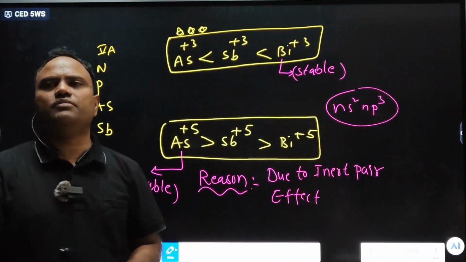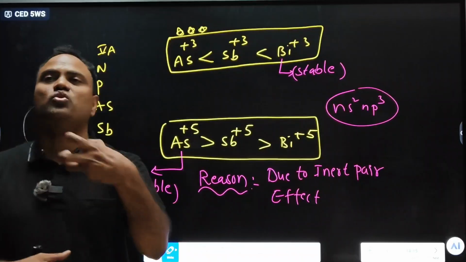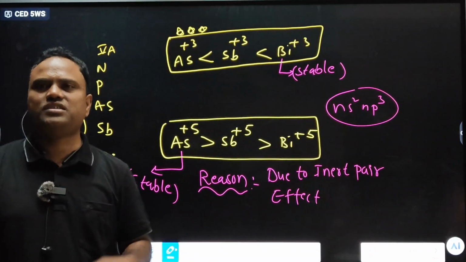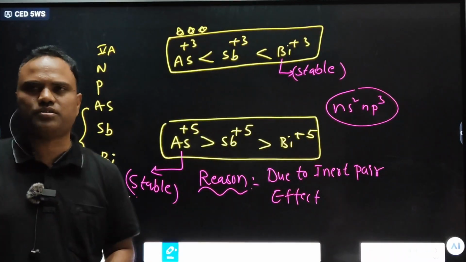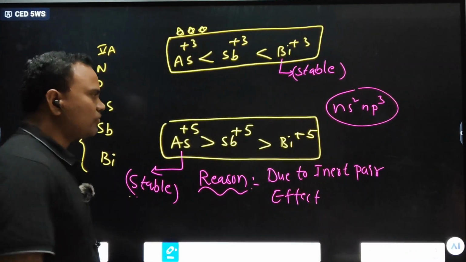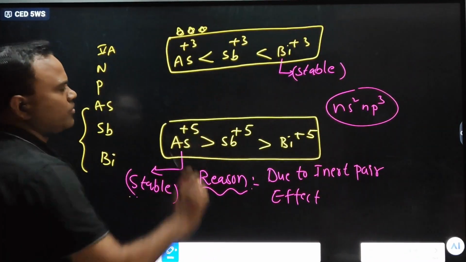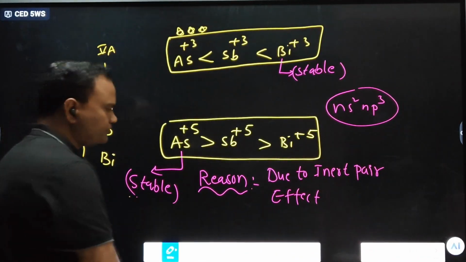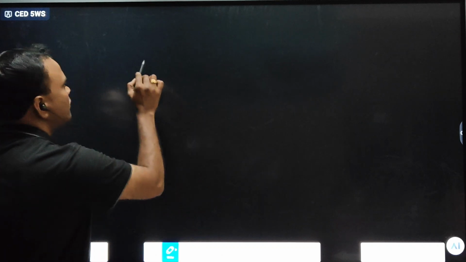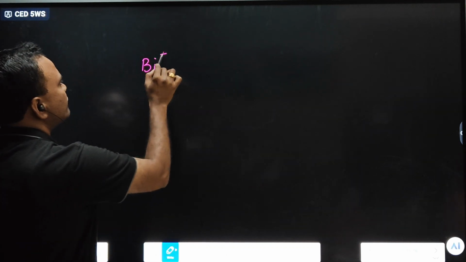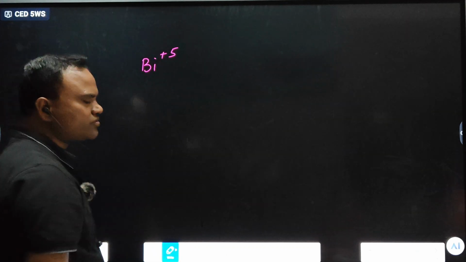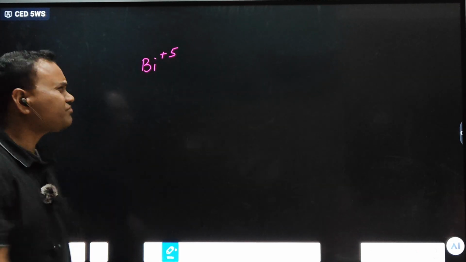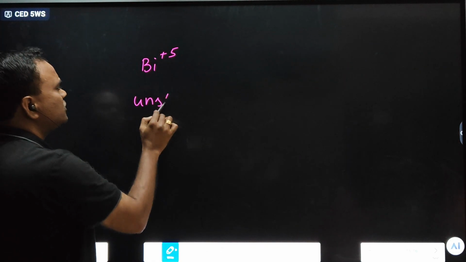Next, we are discussing a very important point. Which of the following is a good oxidizing agent? Which of the following is a good reducing agent? Next step questions, next level questions. Once look at this order. For bismuth, Bi plus 3 is stable. Tell me, Bi plus 5 is stable or unstable? For bismuth, which is stable? Plus 3 is stable. This is unstable.